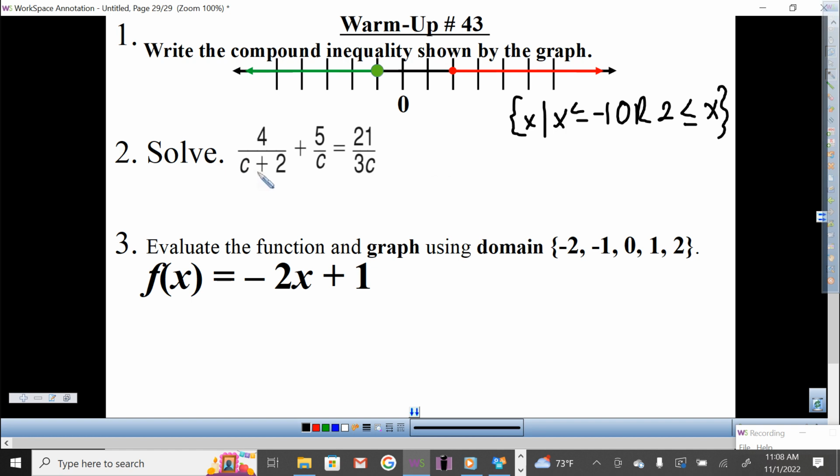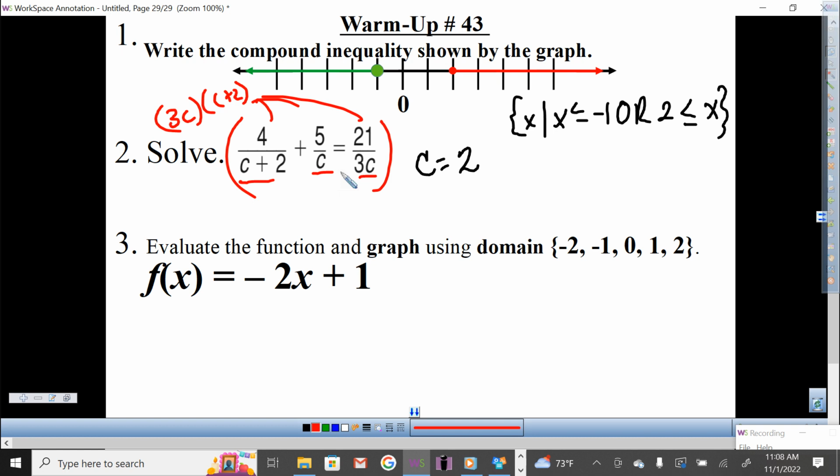Number two, c equals 2. Check your work. Hands up if you got that. And for those of you that forgot, we need an LCD, or a least common denominator. The least common denominator was 3c(c + 2), and then you distribute, simplify, and solve.